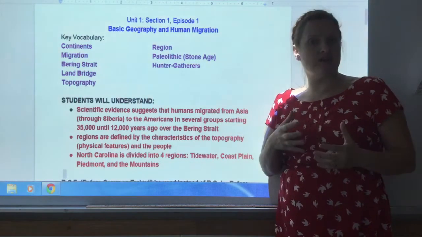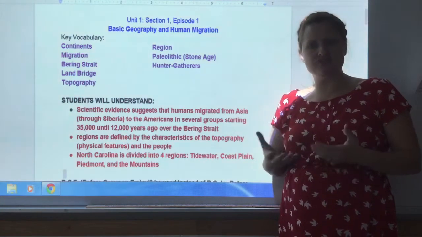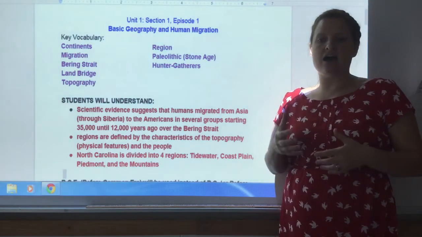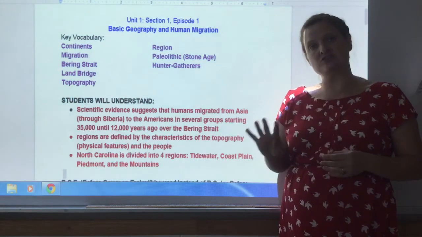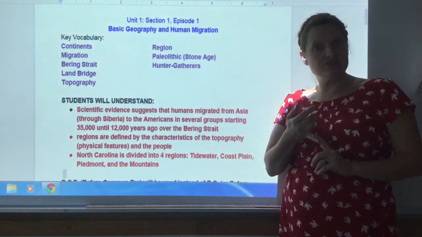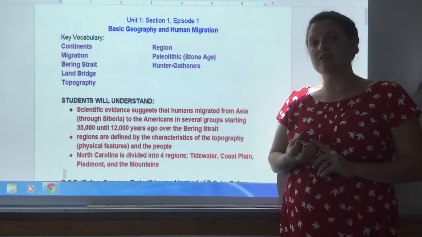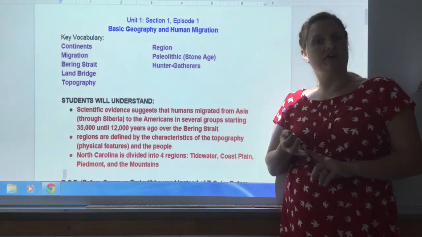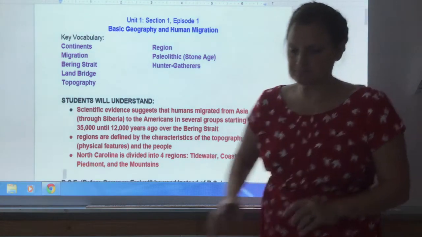Two, regions are defined by the characteristics of the land, or the physical features of the land. And then three, North Carolina is divided into four regions. You've got the mountains region all the way in the west near Tennessee. That's where the first people started coming from when they migrated. You got the Piedmont where we live, the coastal plain, and the Tidewater.